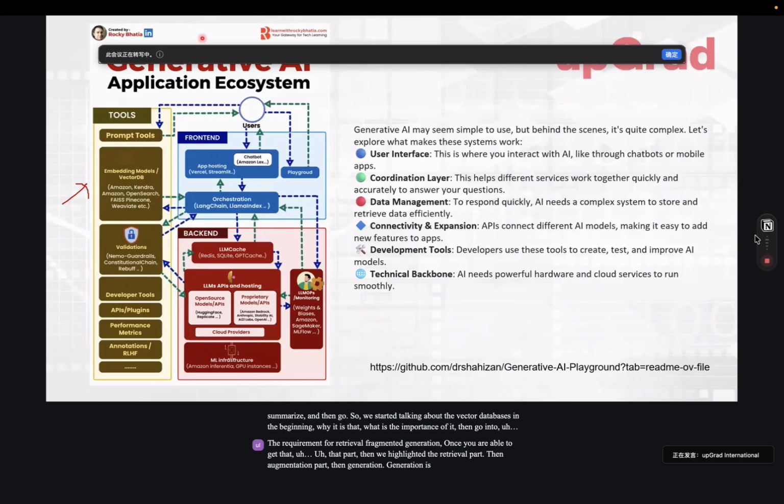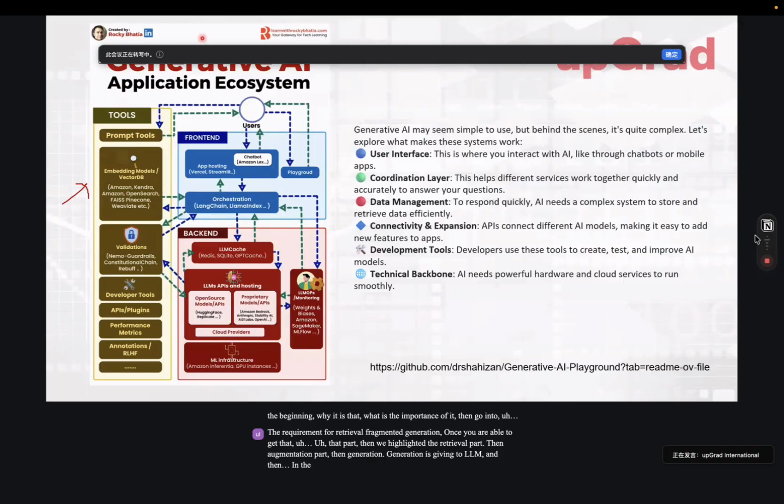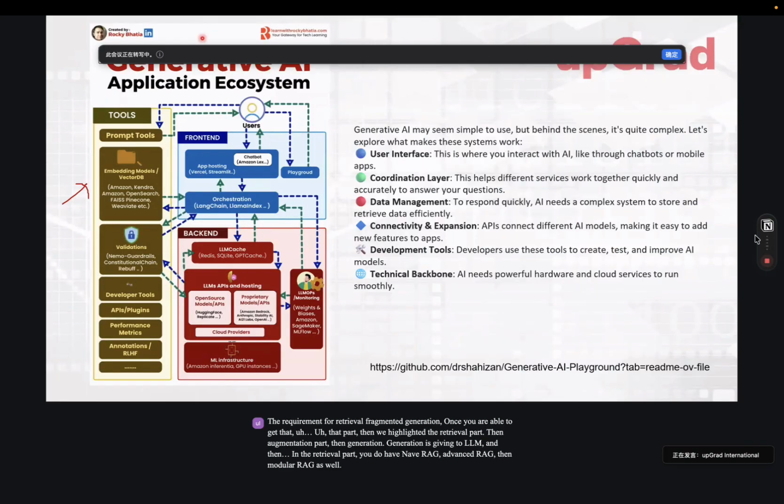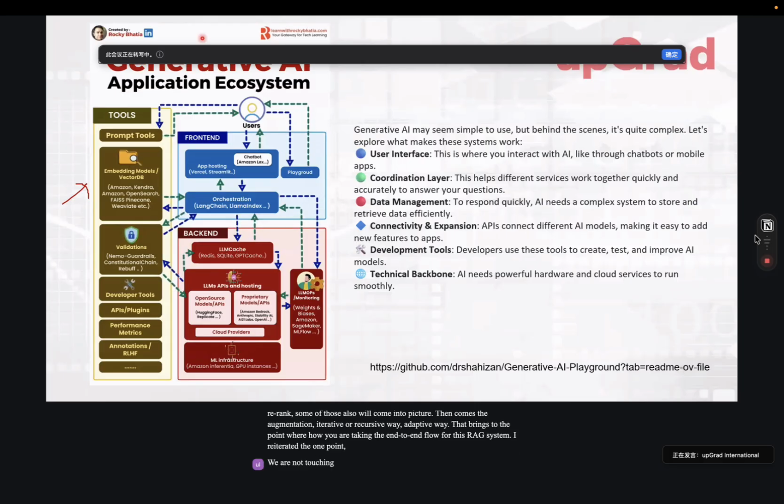Generation is giving it to the LLM. In the retrieval part, you have naive RAG, advanced RAG, then modular RAG as well. Then you talk about retrieve and read, but rewrite and re-rank also come into the picture. Then comes the augmentation in an iterative, recursive or adaptive way. That brings us to how you take the end-to-end flow for this RAG system. I reiterated at one point that we are not touching the original weights of the model. We are just surfacing it out.